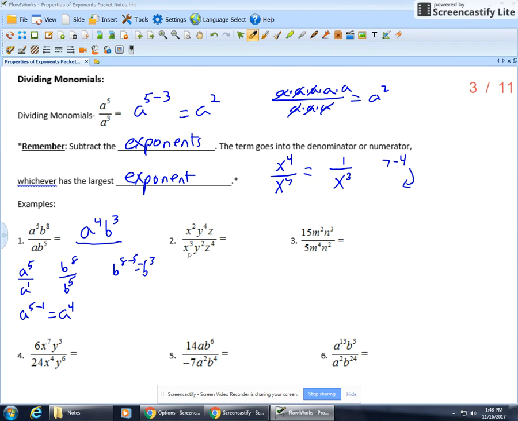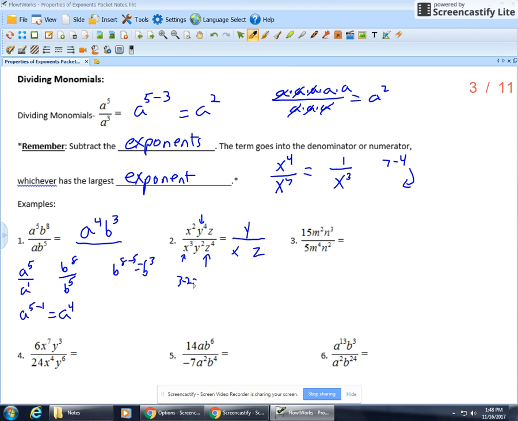In 2, we have to think about what's on the bottom and what's on the top. The x's, the higher one is on the bottom, so that means there's going to be the x at the bottom. The y's, the higher one's on top, that means there's going to be a y on the top. And for z's, the higher exponent is on the bottom, so that means there's going to be a z on the bottom. Now do the subtraction.